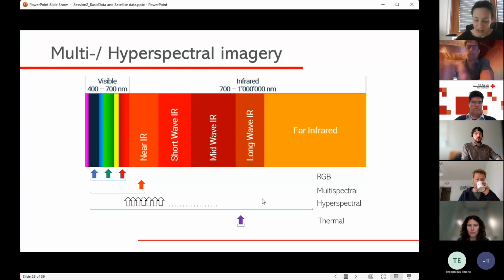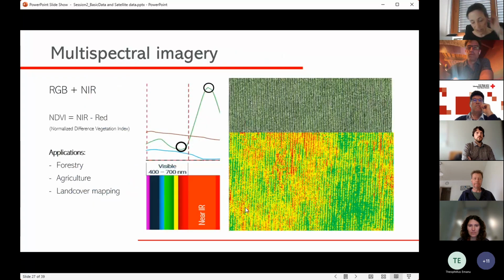And of course, there are the thermal sensors. So you see this purple arrow here, which concentrates on the return of heat signals, also part of the infrared section, just a bit further down. We'll talk about those a bit more in detail as well.